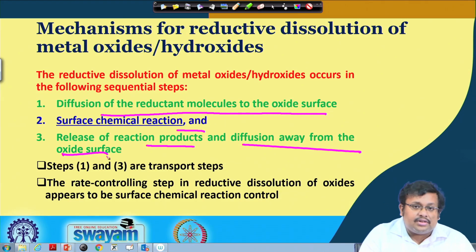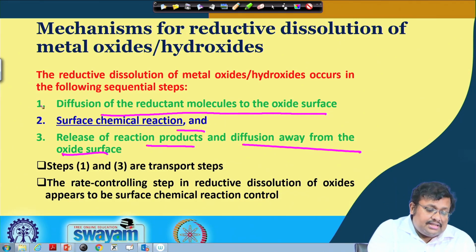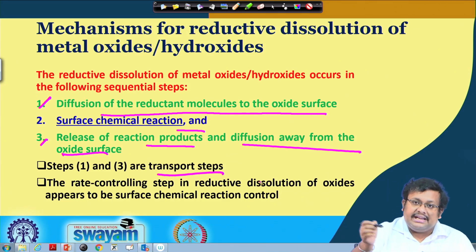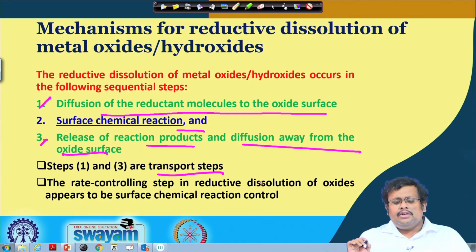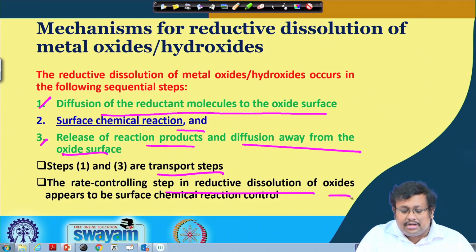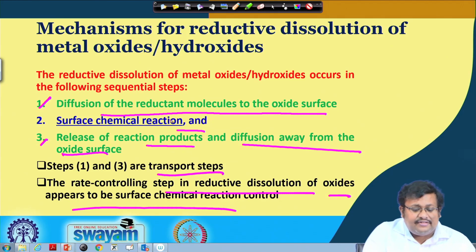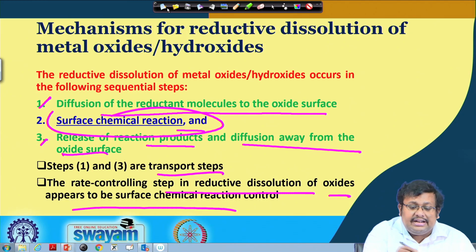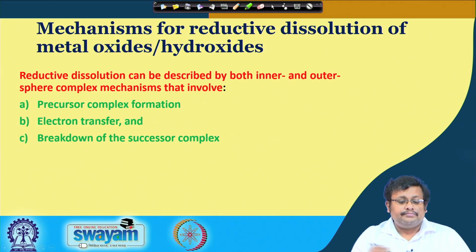So, you can see there are three processes. Among these three, the first one and third one are transport steps. Obviously, the reductant molecule goes towards the oxide surface, and then reaction products diffuse away from the oxide surface. However, the rate limiting step of the reductive dissolution of oxides appears to be the surface chemical reaction, the second step. So, this is the rate limiting step. Now, let us see how it happens.